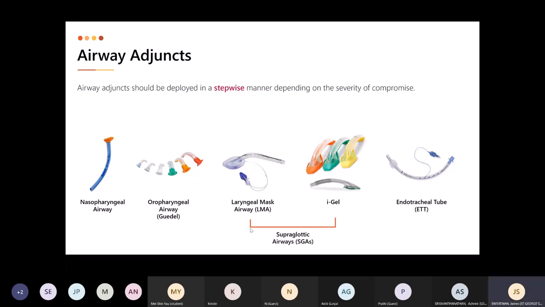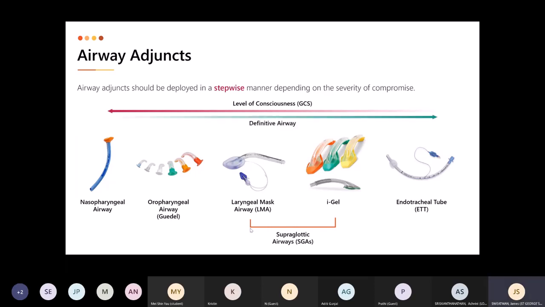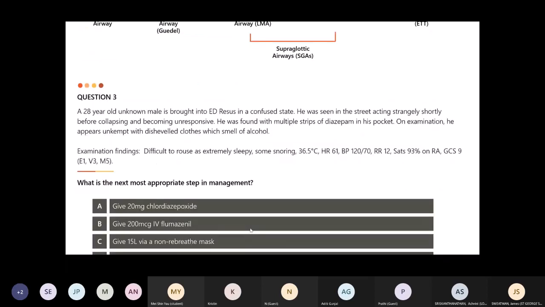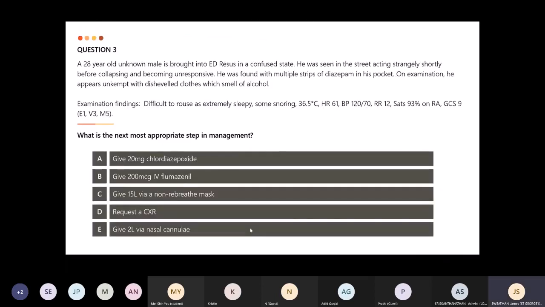That's the only one there. And obviously you've got tracheostomies, which are definitive as well, but you don't put those in in an emergency. And then going from left is the highest GCS of the patient. You can shove an NP into someone with a 15 out of 15 GCS. ET tube, you've got to be unconscious. And then the definitive airway goes in the opposite direction. Hope that's useful. Cool. All right.